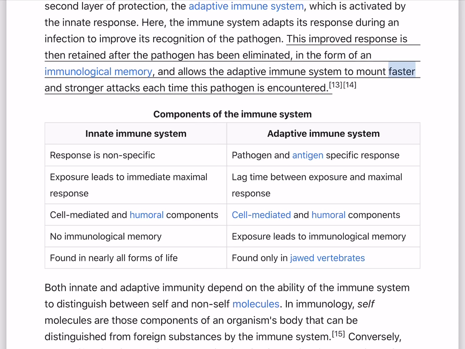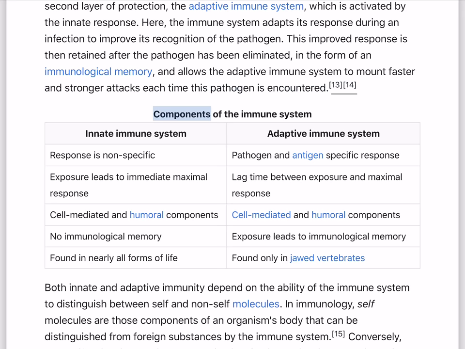Components of the immune system. Innate immune system: response is non-specific, pathogen and antigen-independent. Exposure leads to immediate maximal response. No immunological memory. Found in nearly all forms of life. Adaptive immune system: antigen-specific response. Lag time between exposure and maximal response. Cell-mediated and humoral components. Exposure leads to immunological memory. Found only in jawed vertebrates.